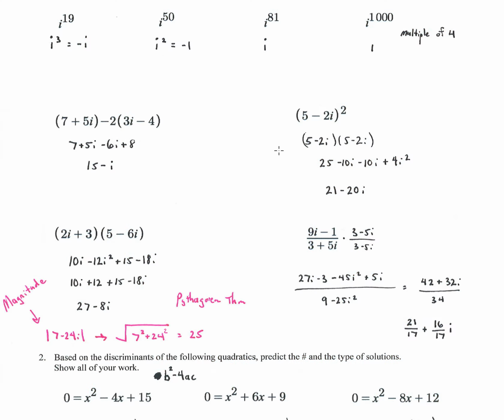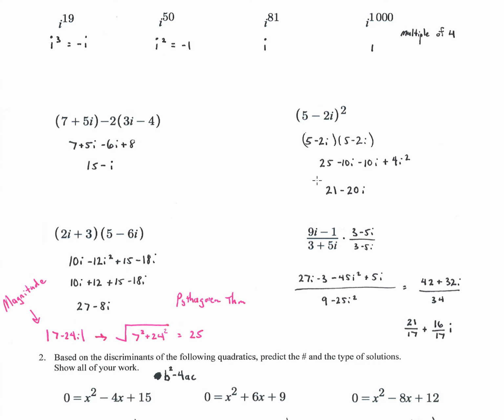I'm going to remind myself when I do a 5 minus 2i quantity squared that I'm going to write it out as 5 minus 2i times another 5 minus 2i. That'll remind me that I need to FOIL it. So I'm going to get 5 times 5 is 25, negative 2i times 5 is negative 10i, negative 2i times that is another negative 10i, and then negative 2i times negative 2i is plus 4i squared. i squared is minus 1, so this term is really just a minus 4. Minus 4 and 25 make 21, and negative 10i and negative 10i make negative 20i.